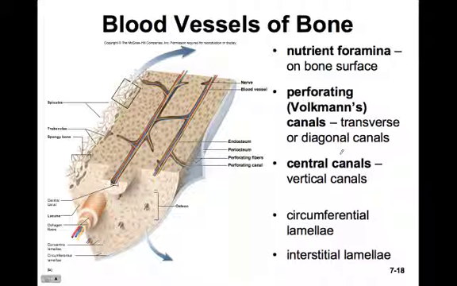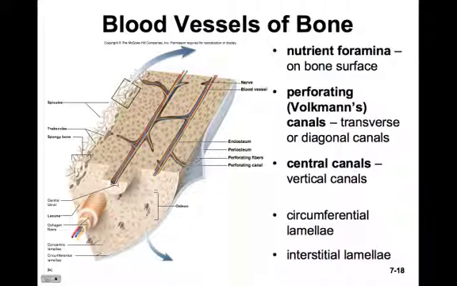Here again, you can see a little bit more detail on the blood vessels in the bone. You can see that the perforating canals make their way to the central canals, the nutrient foramina or the holes in the outside that the perforating vessels will go into. You can also get a good vision here of the circumferential lamellae.